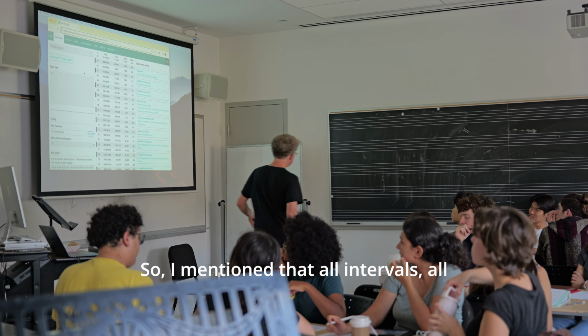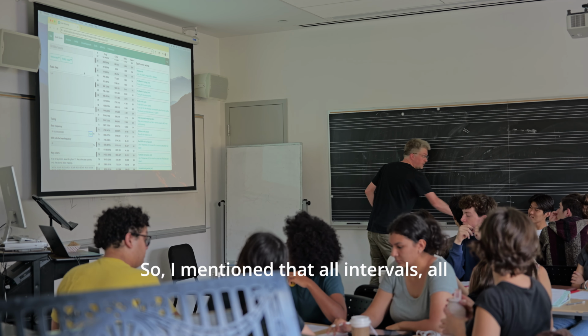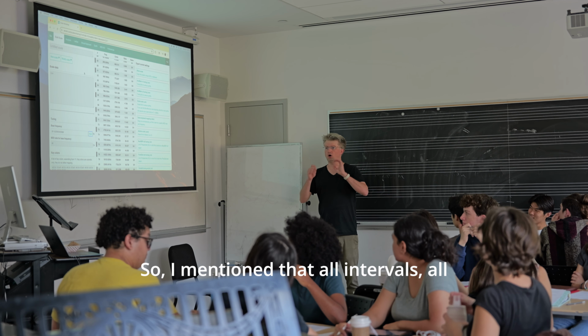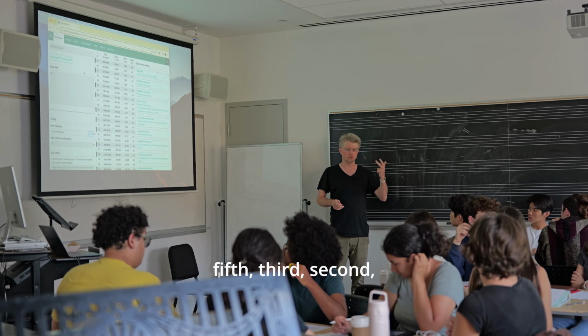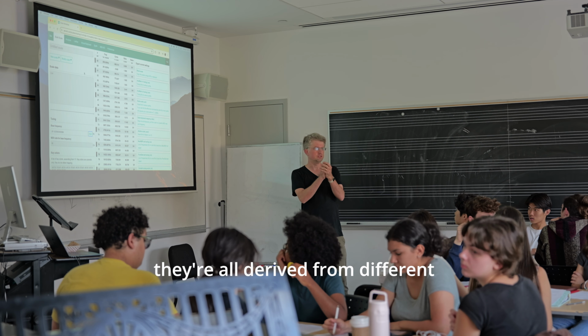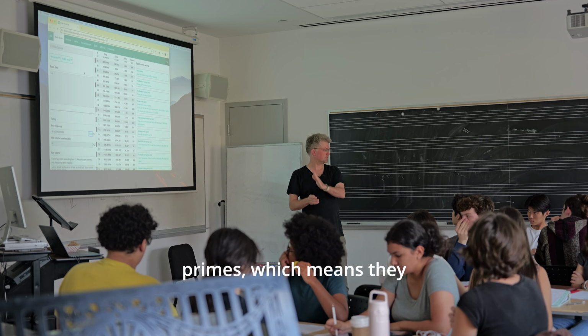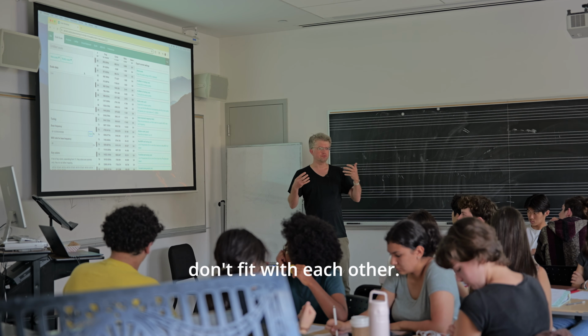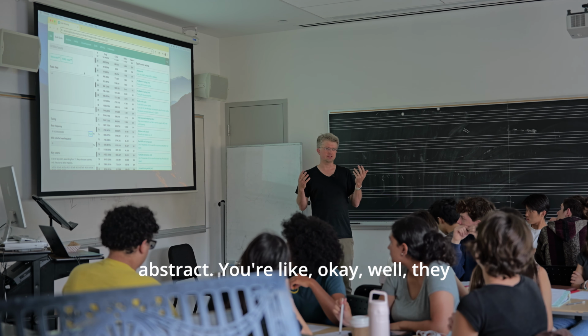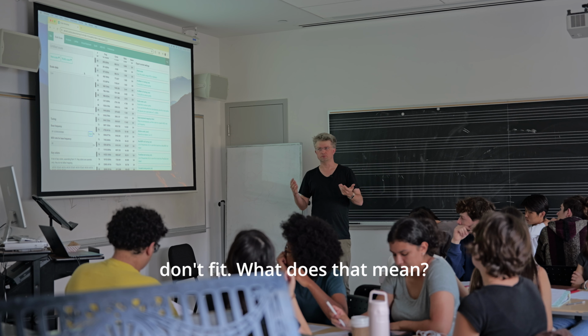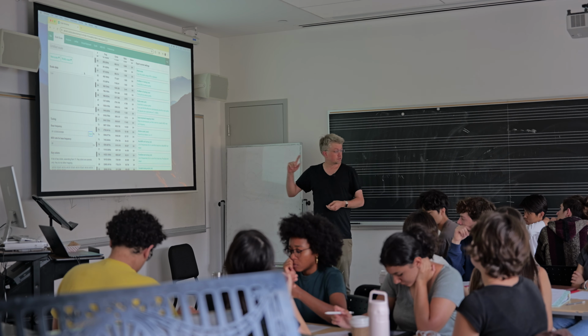So, I mentioned that all intervals, all the different kinds of intervals, octave, fifth, third, second, they're all derived from different primes, which means they don't fit with each other. And when I say this, this is usually abstract. You're like, okay, well, they don't fit. What does that mean? So I'll show you.